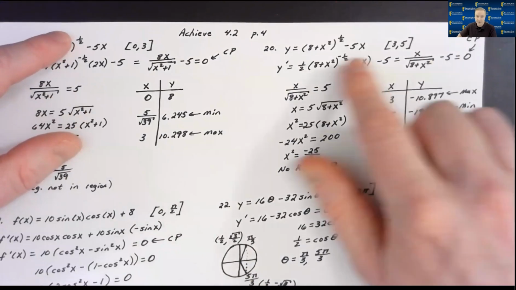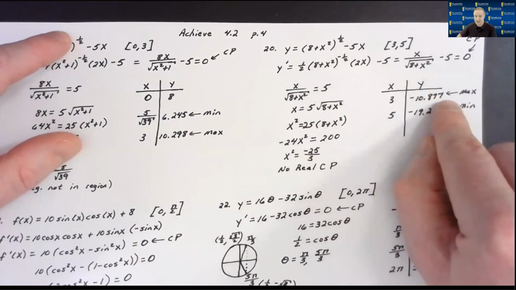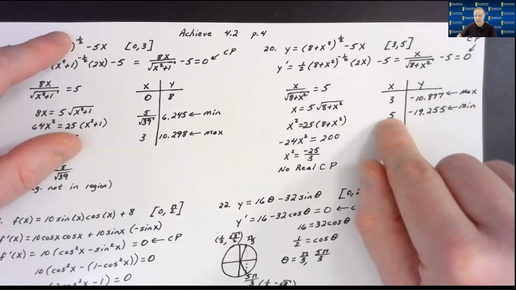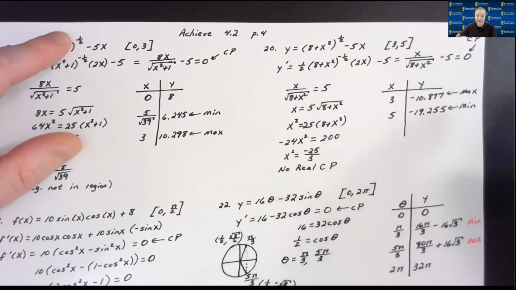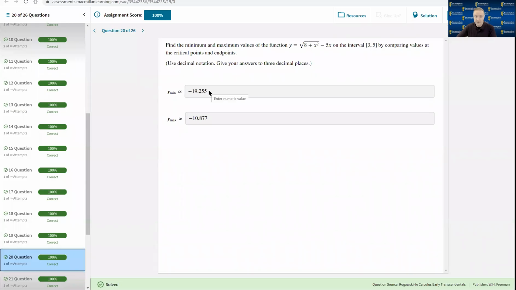When I plug in a 3 into the original expression, I had a negative 10.877, rounded to 3 decimal places. And when I plugged in the 5, I had a negative 19.255. Please now notice, I just entered those two values in, so you're just evaluating the endpoints in this problem since there's no critical points. And we have our maximum at the negative 10.877 and the minimum down further at negative 19.255.